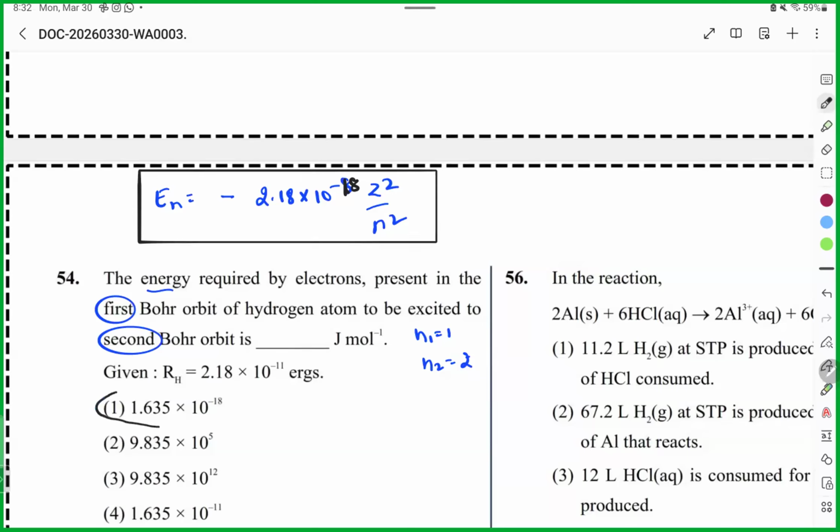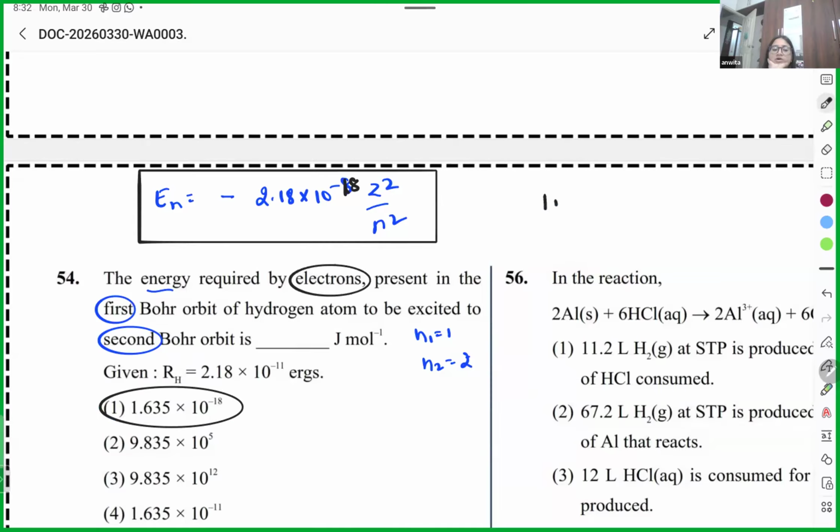Sir, I'm getting option 2. So, Anvita, you got this option is correct, but it is for the total electron. One mole has 6 into 10 raised to power 23.